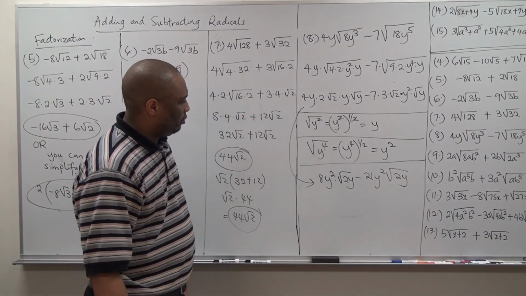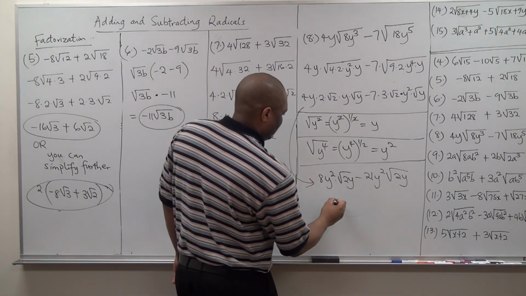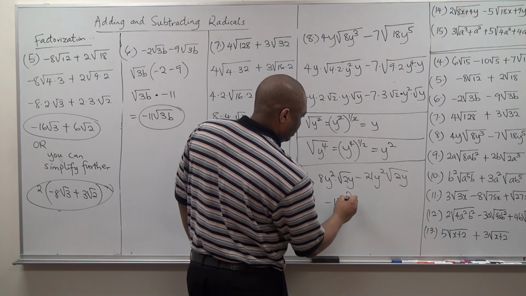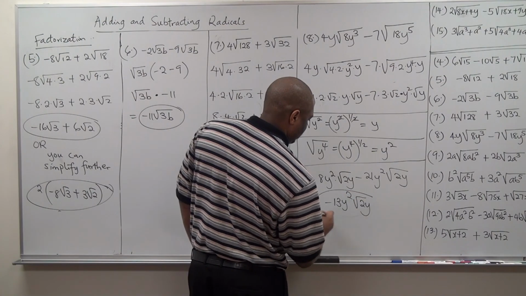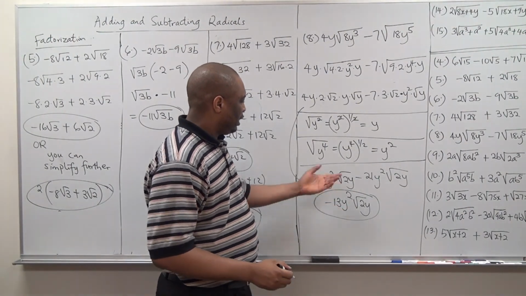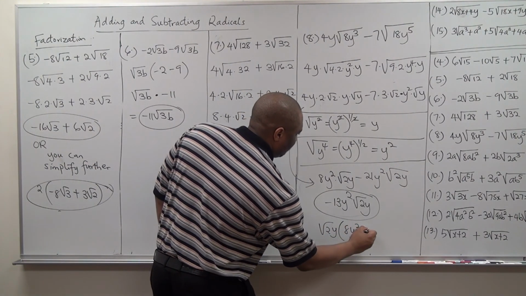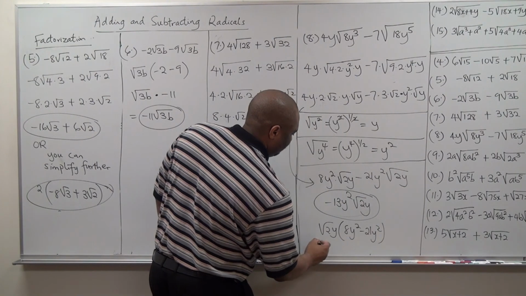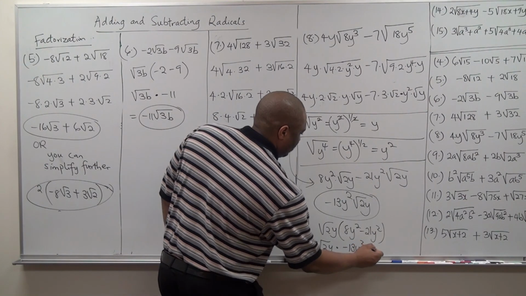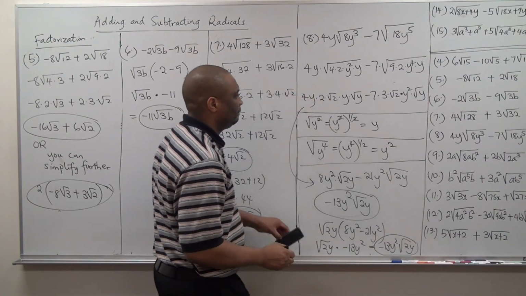And 8y squared minus 21y squared will give us negative 13y squared, square root of 2y. Because square root of 2y is common, when you factor it out, this will give you 8y squared minus 21y squared. And that will give you negative 13y squared times square root of 2y. That becomes your answer.